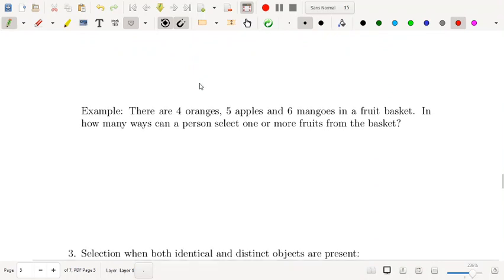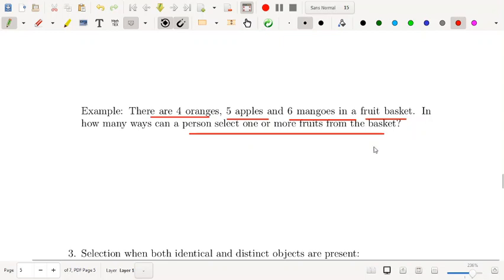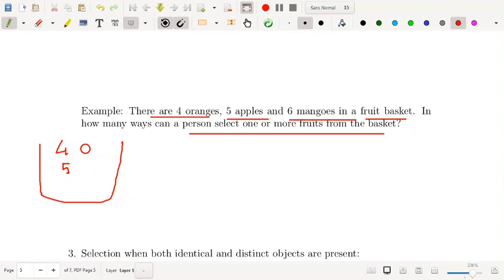Now I will explain one problem. There are 4 oranges, 5 apples, 6 mangoes in a fruit basket. In how many ways can a person select one or more fruits from the basket? So you have 4 oranges, identical. Oranges are identical, I am assuming. Maybe they have some defects in the shape, but I am assuming they are identical. 5 apples and 6 mangoes.